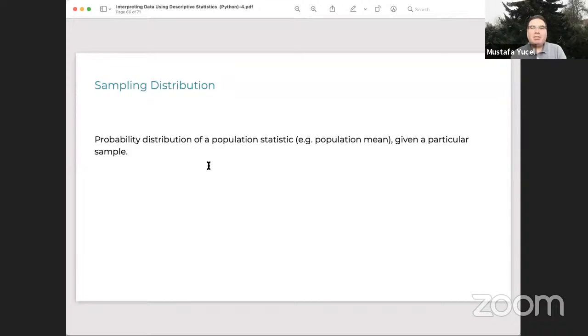We can get 1,000 people or 5,000 people randomly, and then we measure the average, and then from that sample average, we try to estimate the population average.